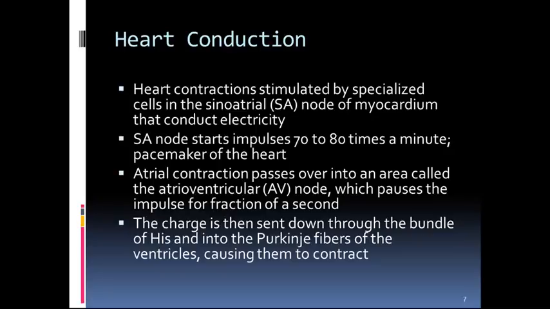Atrial contraction then passes over an area called the AV node, which is usually in the lower part of the right atrium, which pauses the impulse for a fraction of a second. The charge is then sent down through the bundle of His into the Purkinje fibers of the ventricles, causing a contraction of the heart.